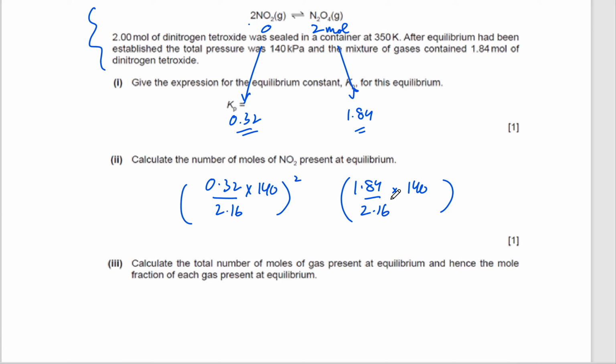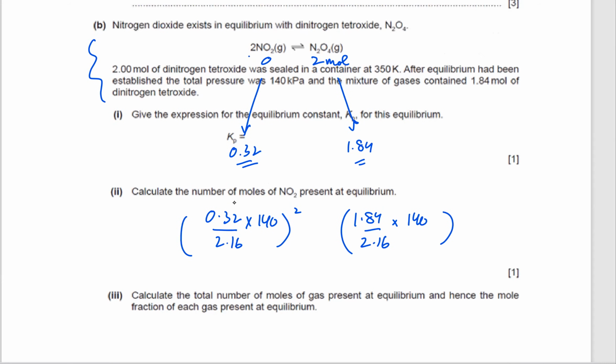So this divided by this. Do you have to do 140,000 or just keep it as 140? Keep it as 140, then your unit would be kPa. Okay, then it will be kPa minus 1 basically. It's going to be pressure of N2O4 divided by pressure of NO2, and that's going to be squared. So it's going to be kPa minus 1. ठीक है, is this clear? Yeah, that's clear.